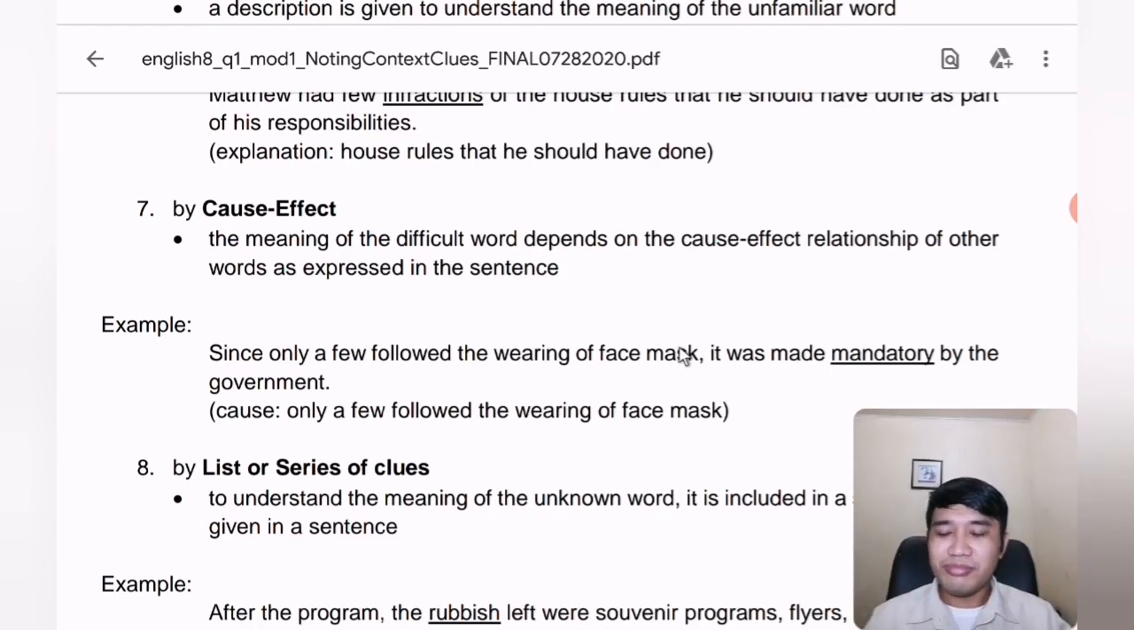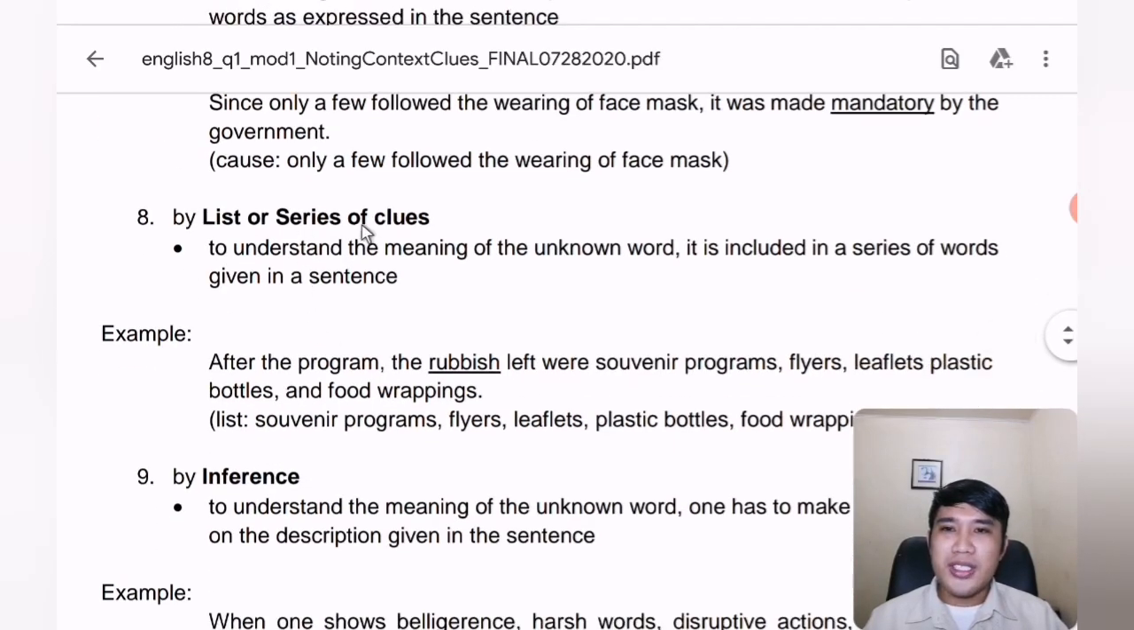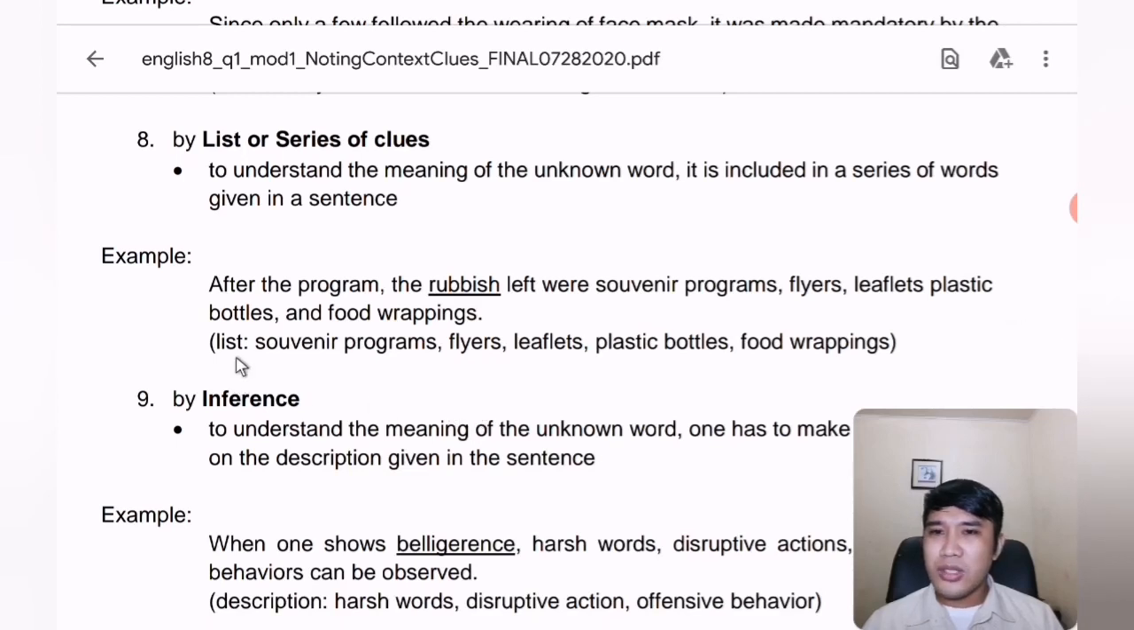Number 8. By list or series of clues. From the word itself, there is a series of clues mentioned in the sentence. After the program, the rubbish left were souvenir programs, flyers, leaflets, plastic bottles, and food wrappings. So what's the list? Souvenir programs, flyers, leaflets, plastic bottles, food wrappings. All of these words help us to understand the meaning of the word rubbish. Garbage. So list or series of clues helps us understand the unfamiliar word.